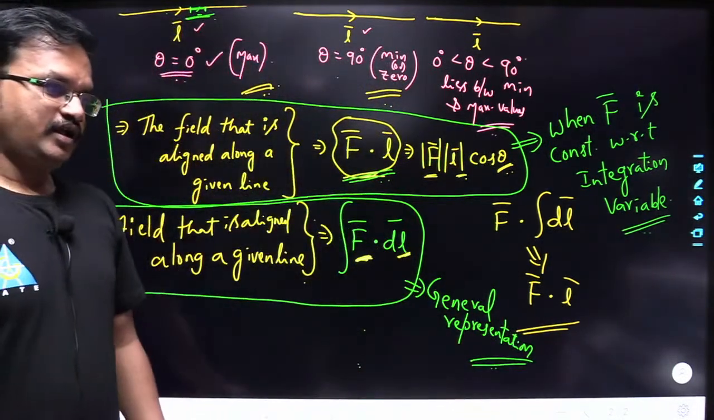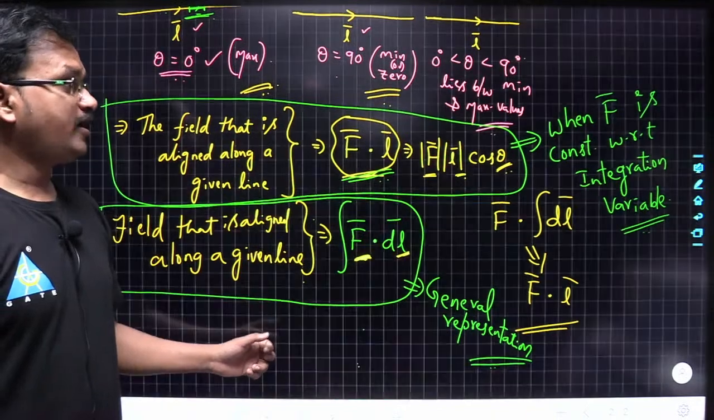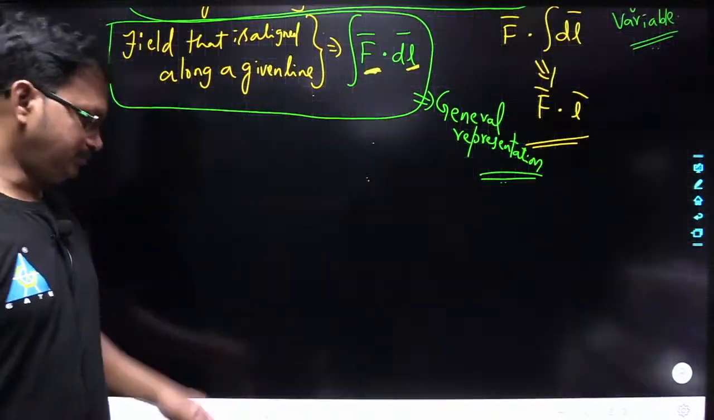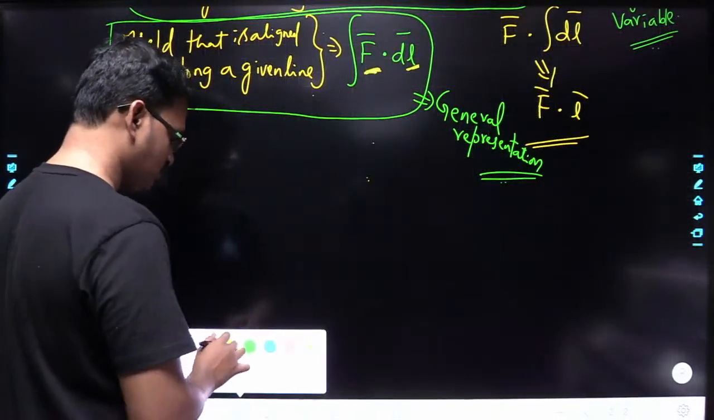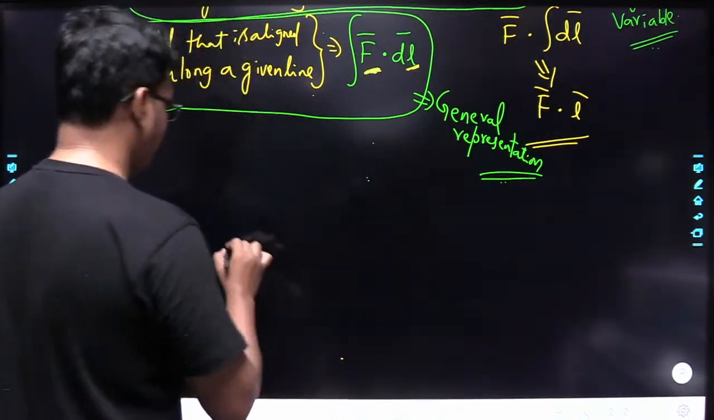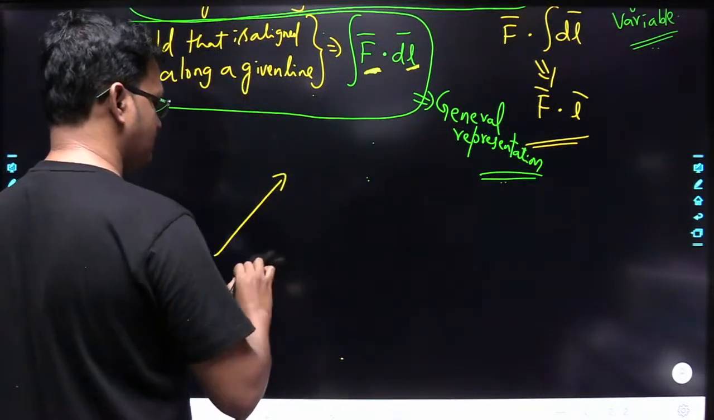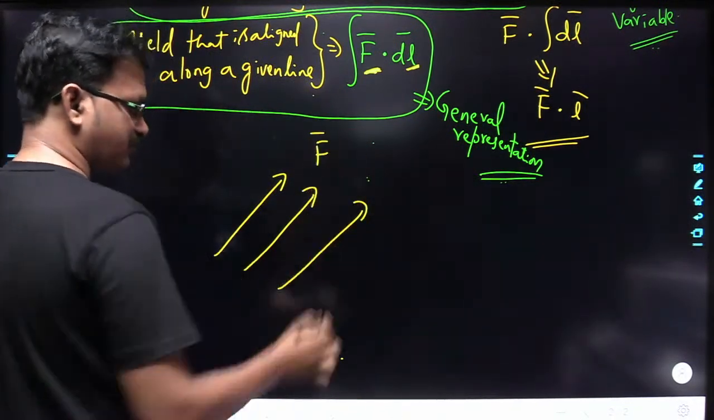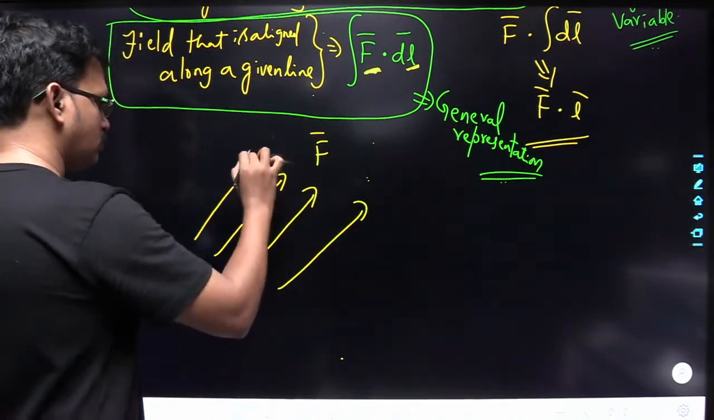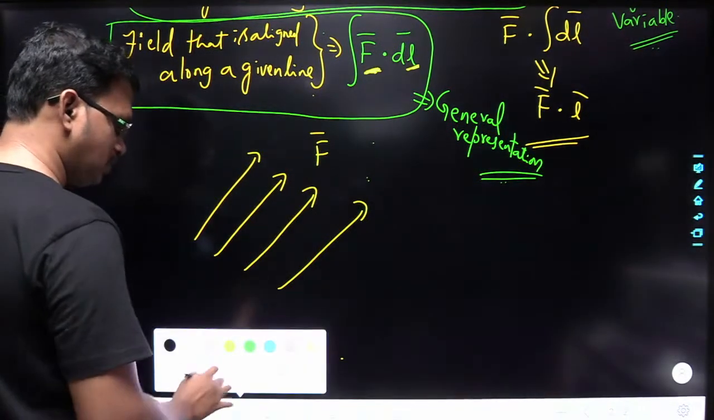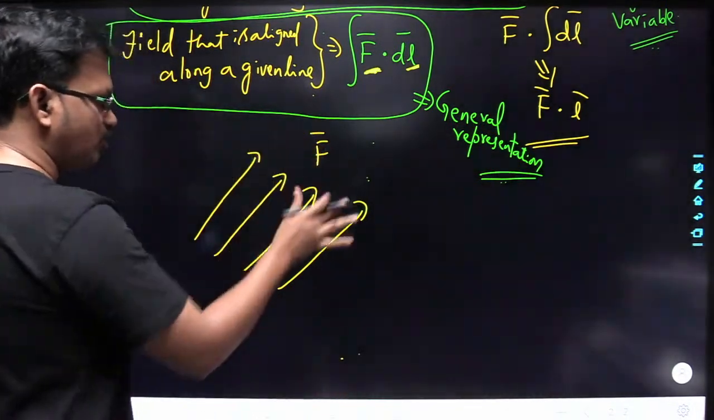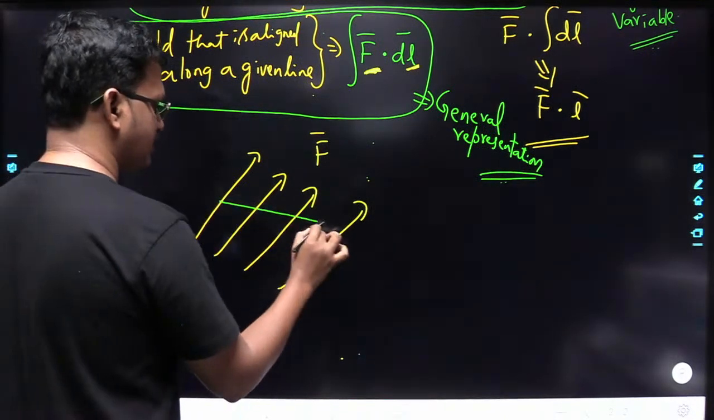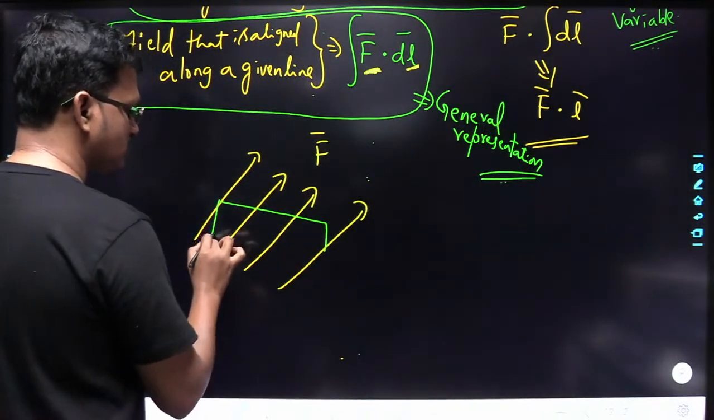This is the general representation. Okay. Now see here. If you are having some vector field like this, now you want to determine how much of this vector field is aligned around this closed loop.